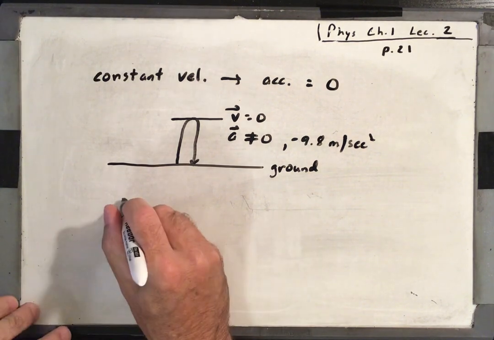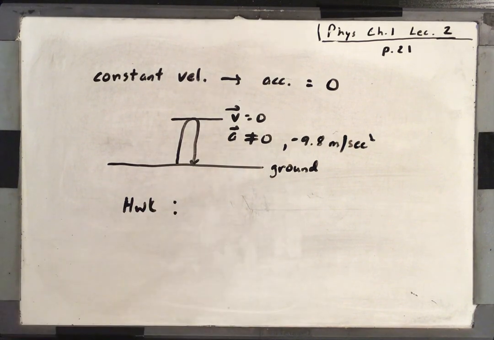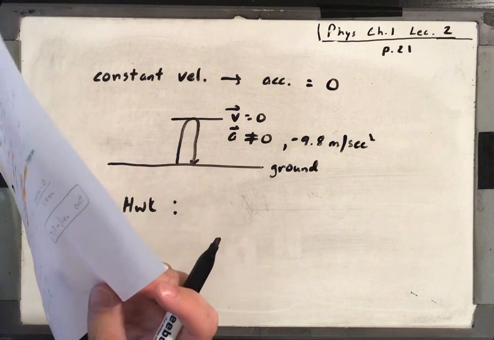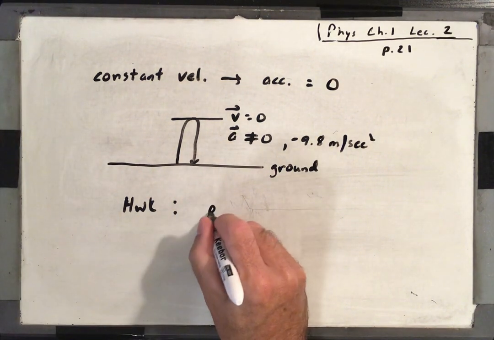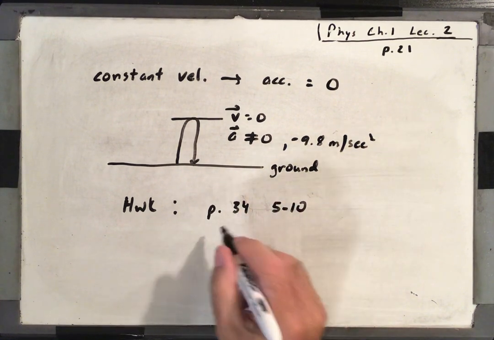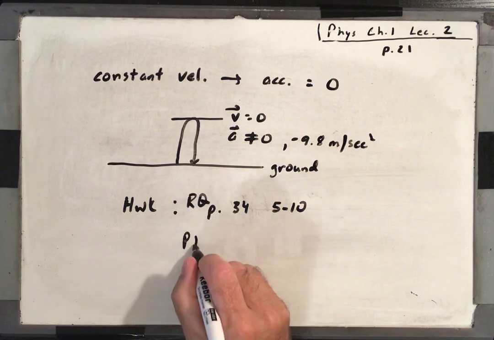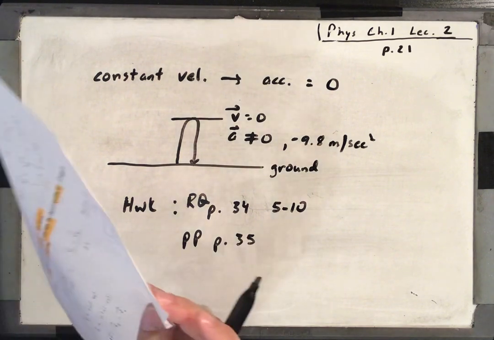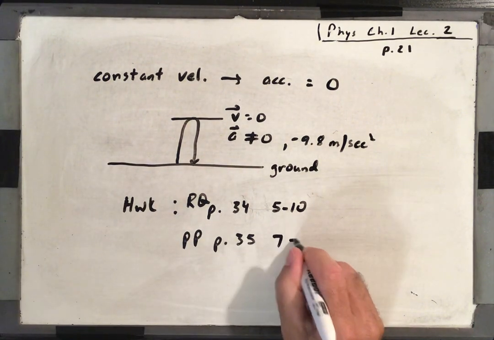Your homework is to finish up the review questions and practice problems. That's going to be review questions page 34, 5 through 10. All right, that's the review questions. And then practice problems page 35. Last time we did through number 6, so it would be 7 through 10.